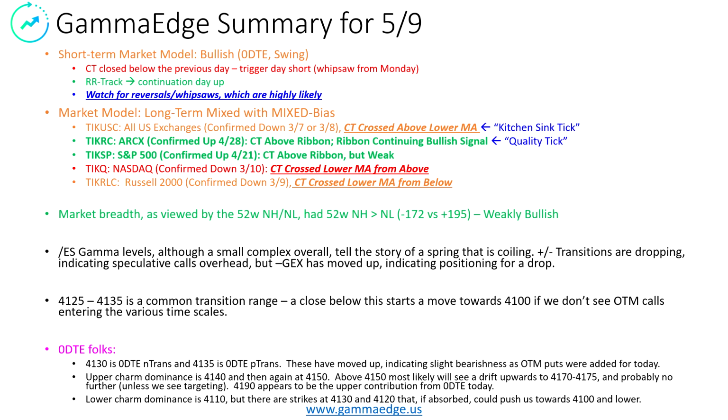Summary for today, kind of mixed. Short-term models, which are applicable to our zero DTE traders as well as swing traders. Our cumulative tick model closed below the previous day. This is a trigger day short, and this is a whipsaw from Monday, and it's been back and forth, as most of you are aware. That's what happens in trend following systems. Railroad track pattern, you'll see that on the next slide.